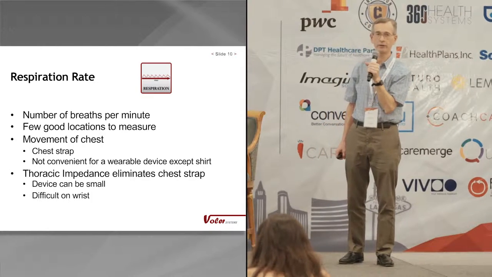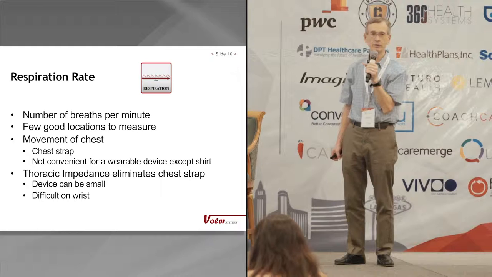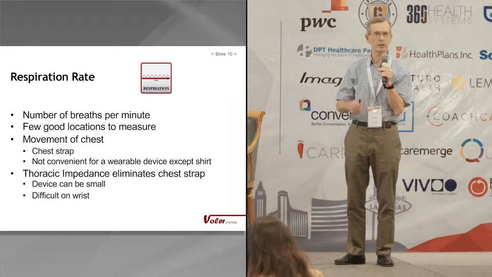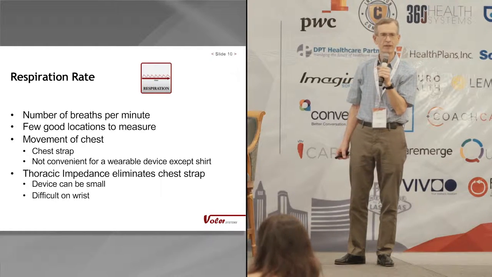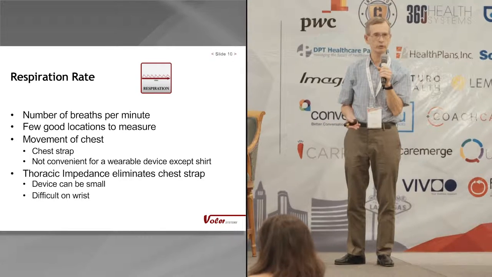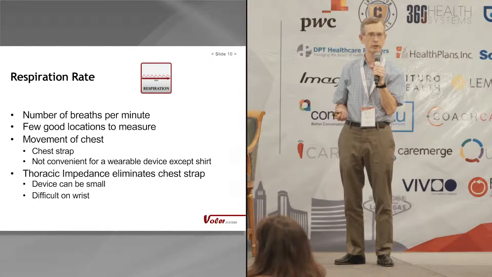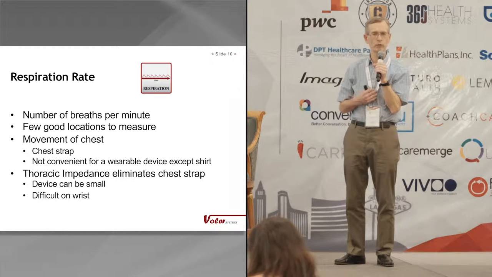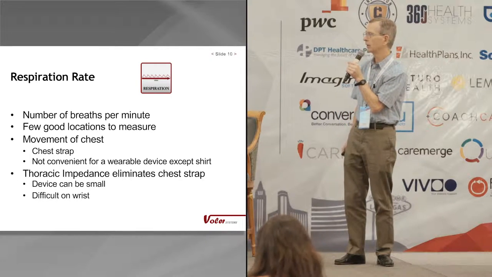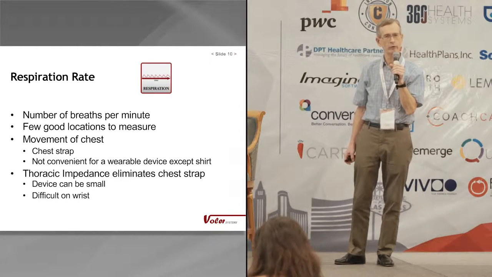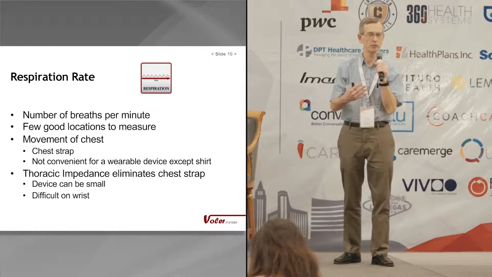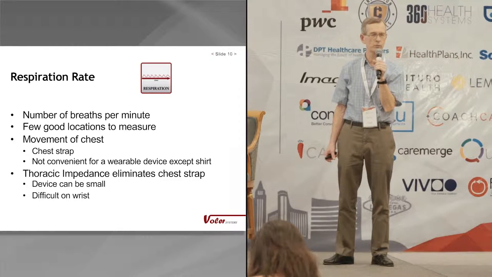Respiration rate is another thing that is important to measure, and the standard would be to put a strap around your chest, and you measure as that strap expands and contracts. That's rather inconvenient, unless you're building it into a shirt, and there are devices that you put on a shirt and you've got measurements in them, and that would work fine. But let's say you only want to put a small patch on the chest. A way to do that is with thoracic impedance. You measure an electrical impedance measurement of the chest, and that impedance changes as your chest expands and contracts, and that successfully measures breathing rate.